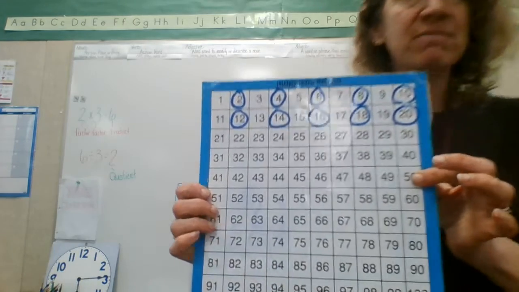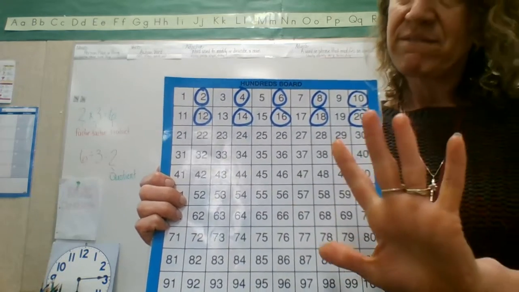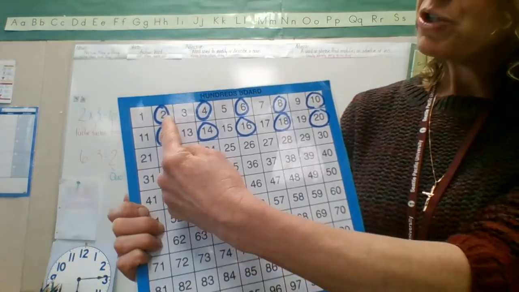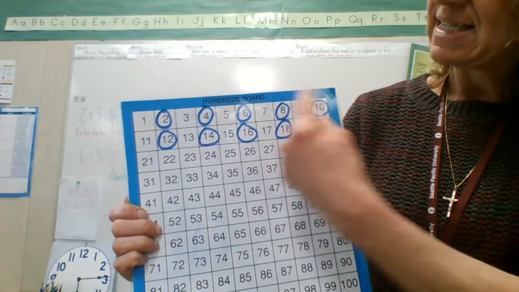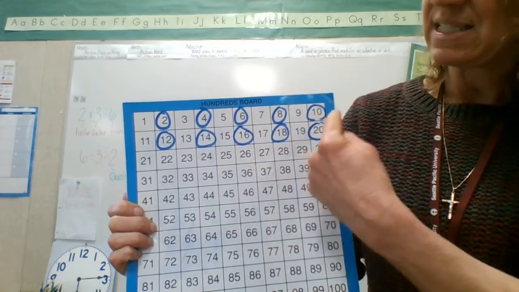We know how to do that. So, let's do it. We're going to do it 5 times. Ready? Here we go. 2, 4, 6, 8, 10, 12, 14, 16, 18, 20.